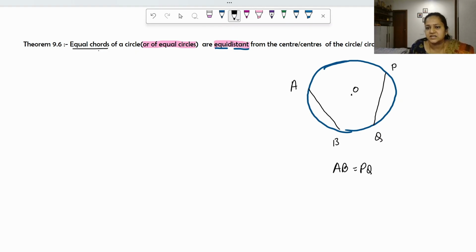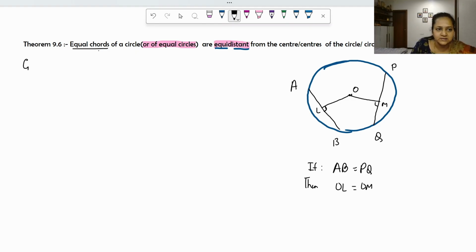They are at a distance from the center. So this will be the first distance. Let me call it as OL. When we say distance, children, we are always talking about the perpendicular distance. So OL is the perpendicular distance of chord AB from center O. And let us assume that OM is another perpendicular from the center to the chord PQ. We want to show if AB is equal to PQ, then their distance from the center, OL and OM, are also equal.